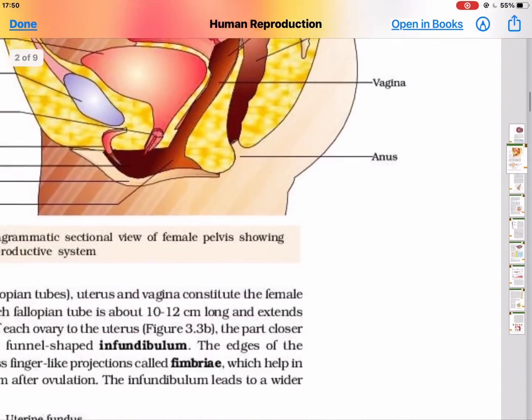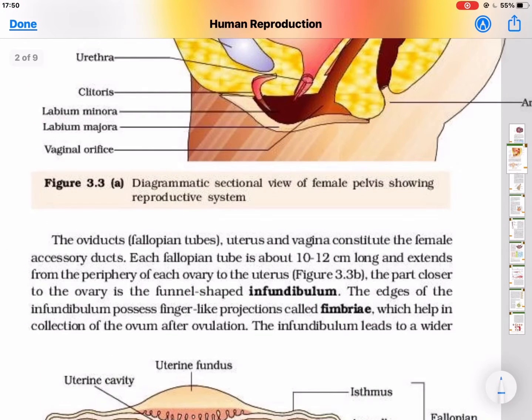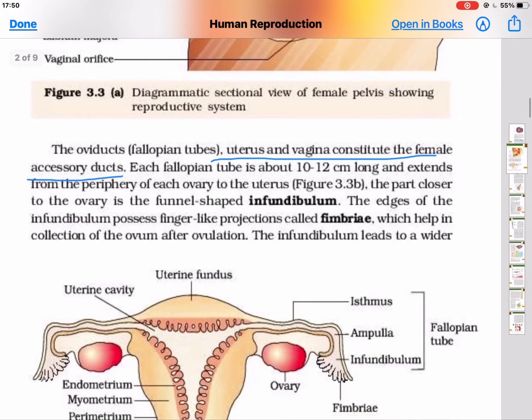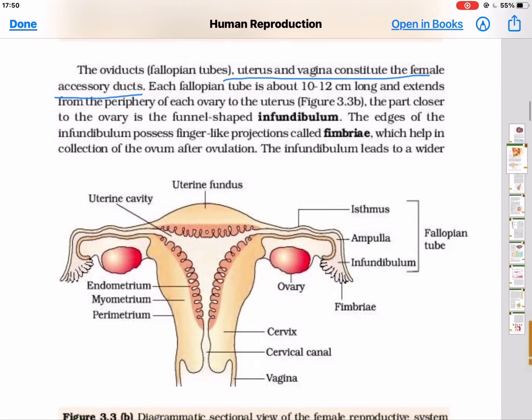The oviduct, also known as the fallopian tube, uterus and vagina, constitute the female accessory ducts. तो फीमेल accessory ducts कौन कौन सी हैं? fallopian tube, uterus और vagina. ये तीनों constitute करती हैं female accessory ducts. Each fallopian tube is about 10 to 12 centimeter long and extends from the periphery of each ovary to the uterus. Periphery means around surrounding से ovary से start होती है और uterus तक चलती है.